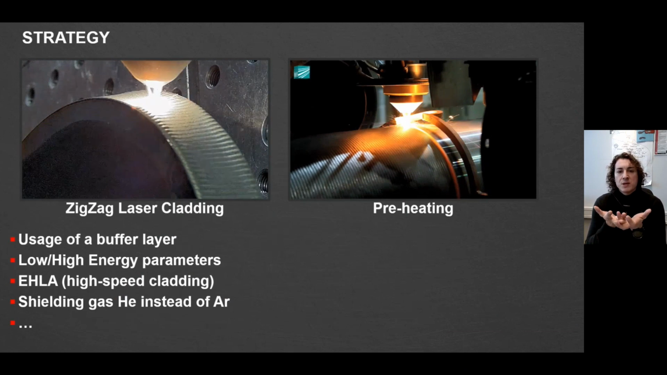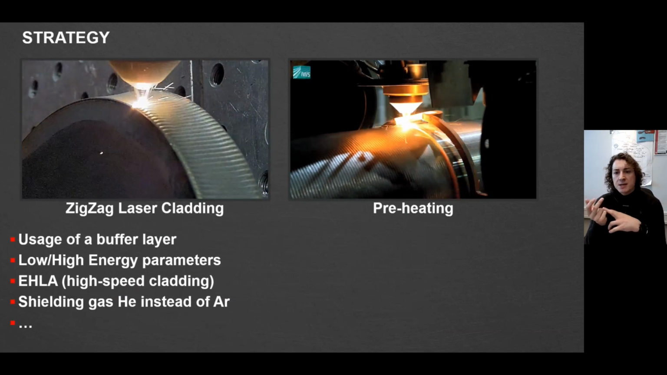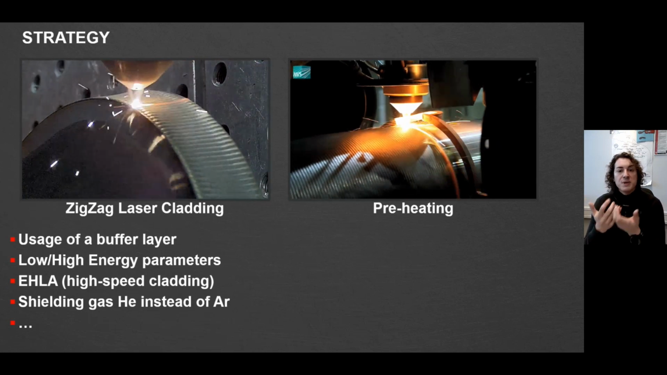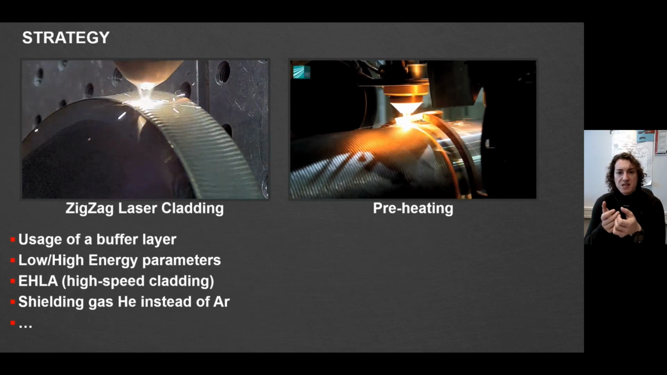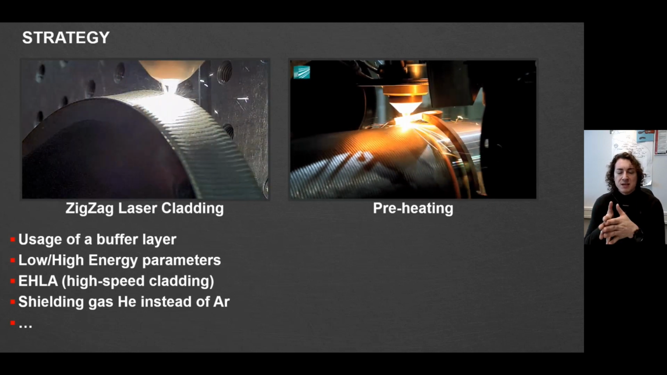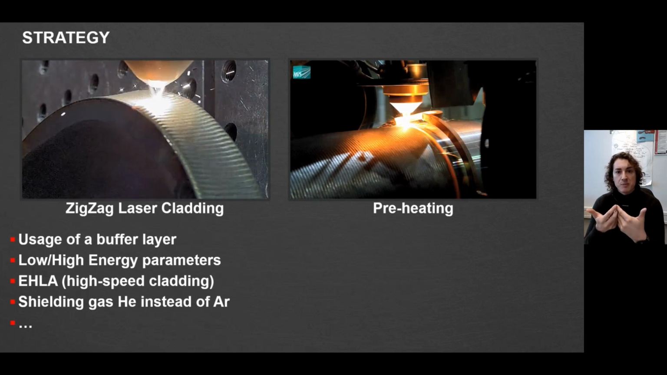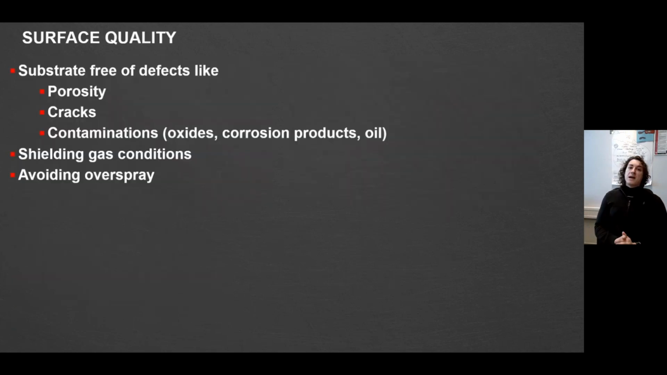So sometimes you can simply look at process parameters, playing with energy, shielding gas conditions, and powder flow conditions, which can also help you to minimize your defects and interaction with substrate. The best example for that will be high-speed laser cladding or EHLA, where most of the energy goes into melting of your powder and less into interacting with your substrate.